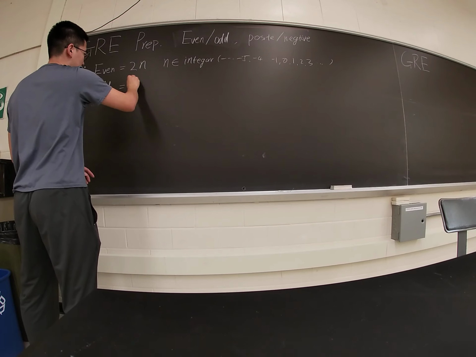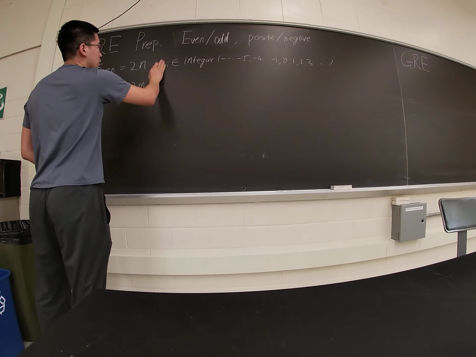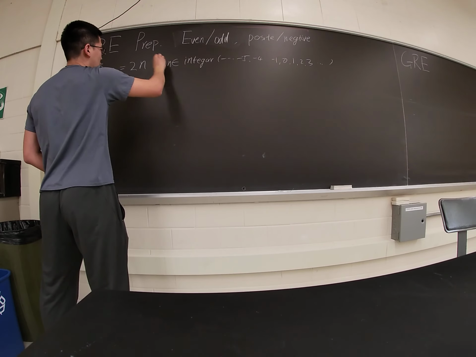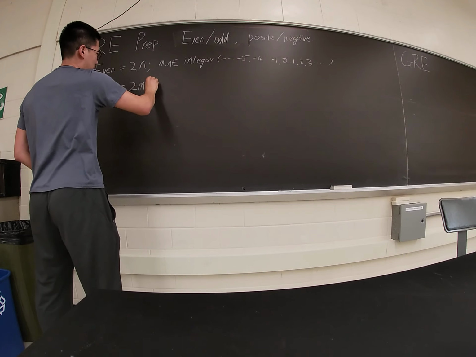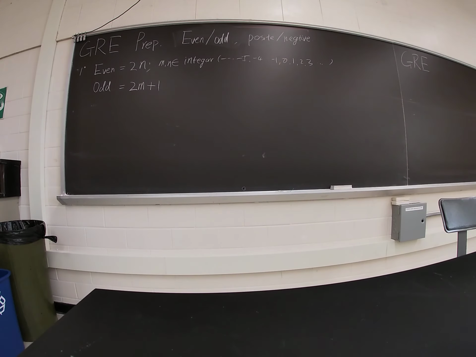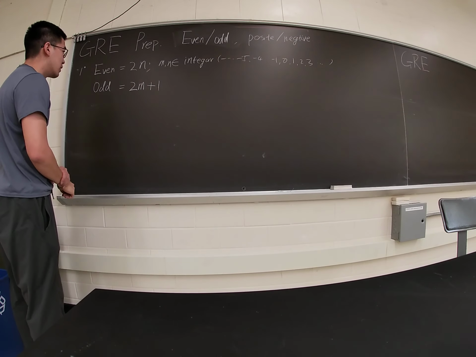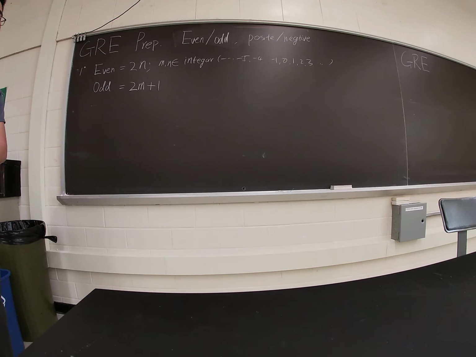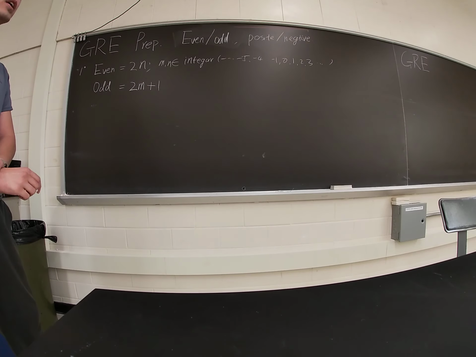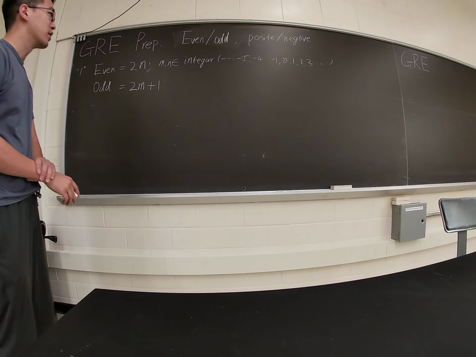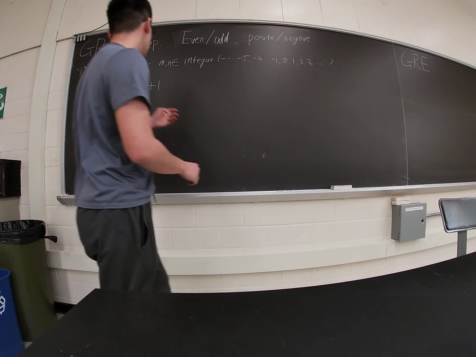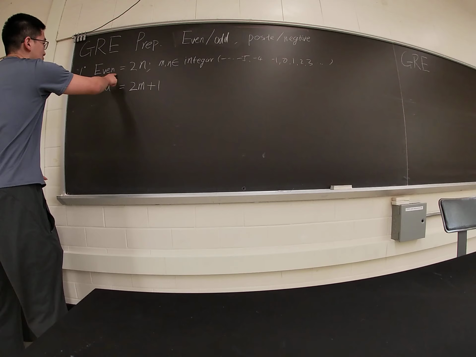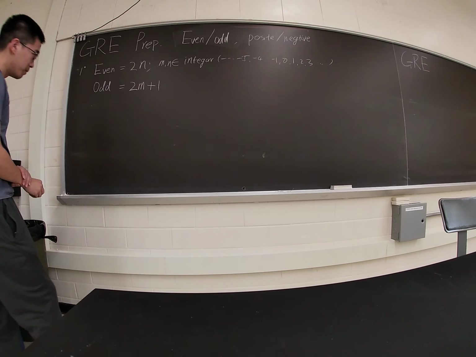Odd can be expressed in this way. Let's just make it m and n. So it can be expressed as 2m plus 1. So this is the definition of odd and even integers. They don't necessarily need to be positive. So even integers could be -2, -4, not necessarily only 2, 4, 6. The same goes for odd. And keep in mind, 0 is an even number.